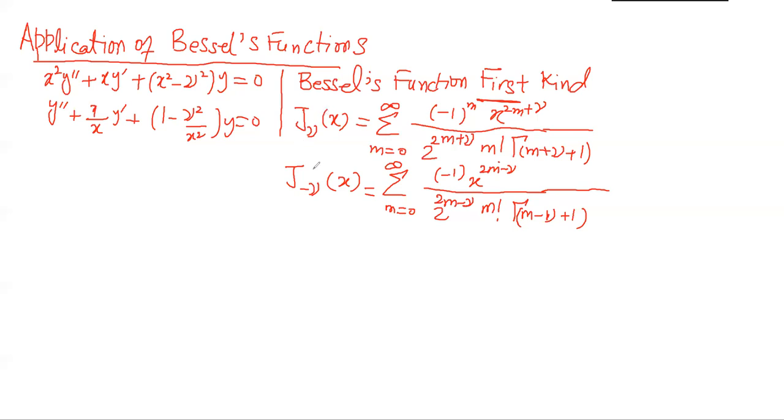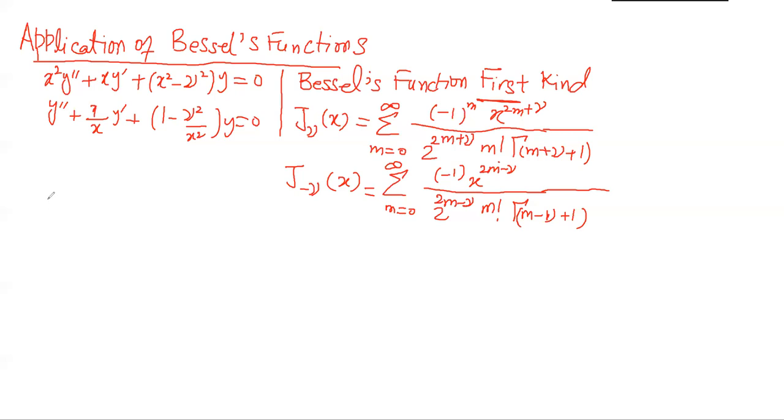Once we have the Bessel's functions determined by these formulae, we can find the general solution of this Bessel's equation. You see that this is a second order differential equation, so its general solution will be a two parameter solution. Those two parameters are the two arbitrary constants. So its general solution can then be represented in terms of these Bessel's functions.